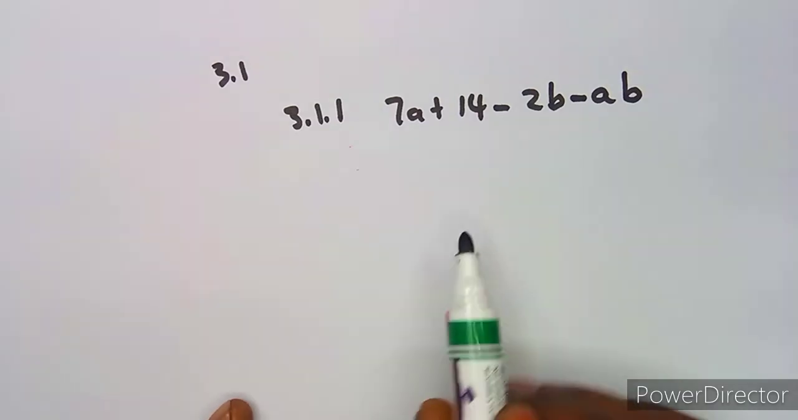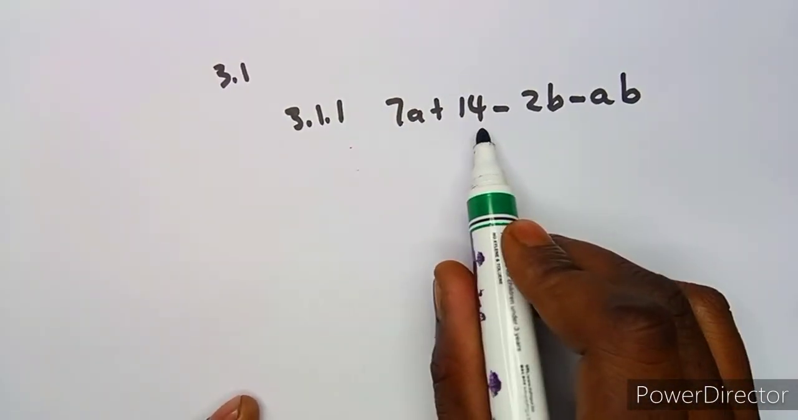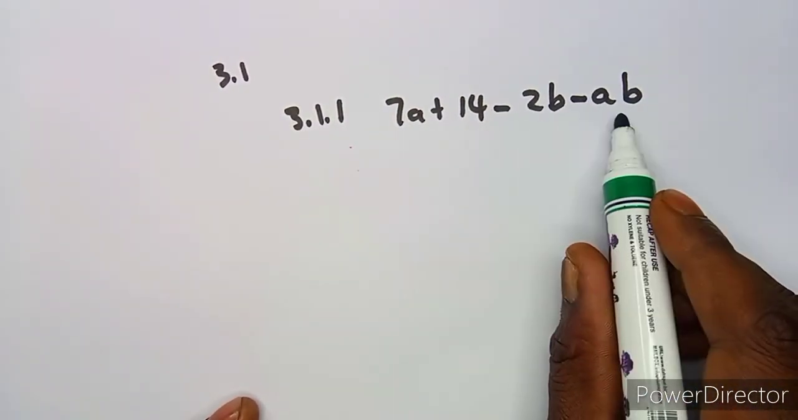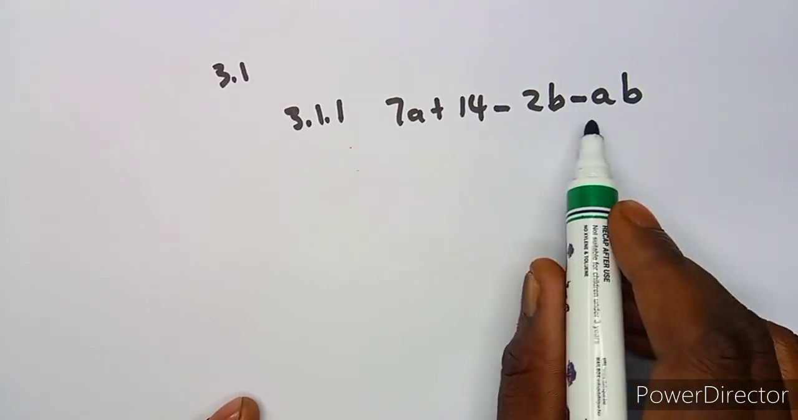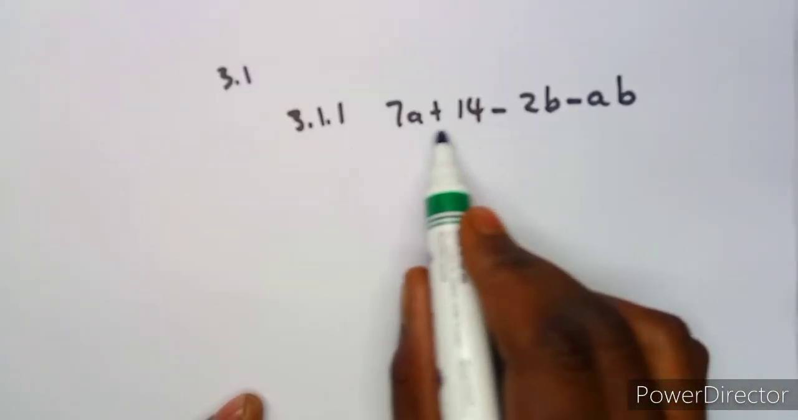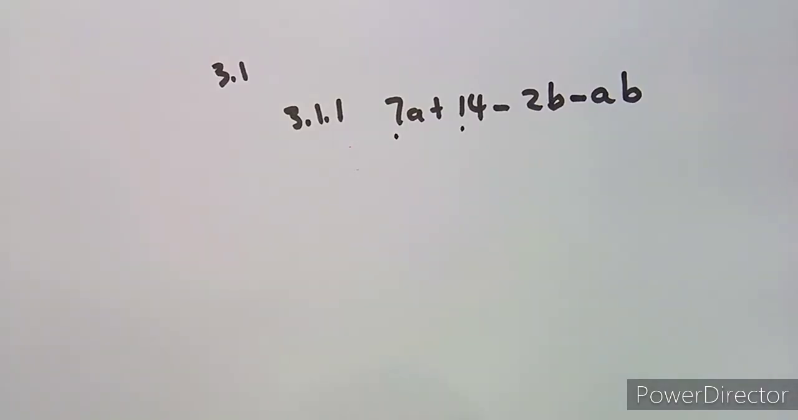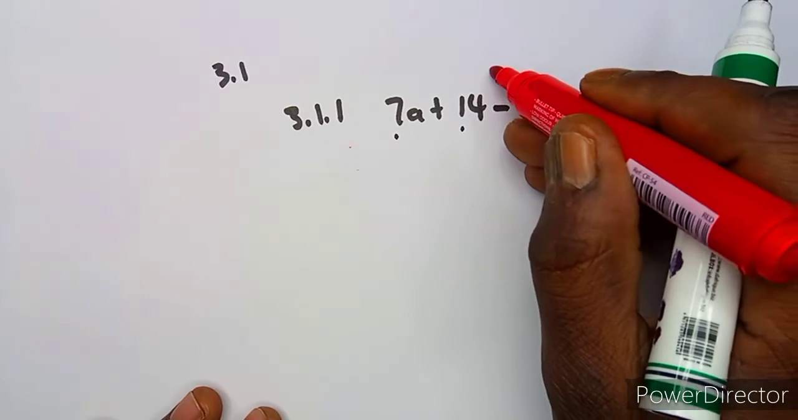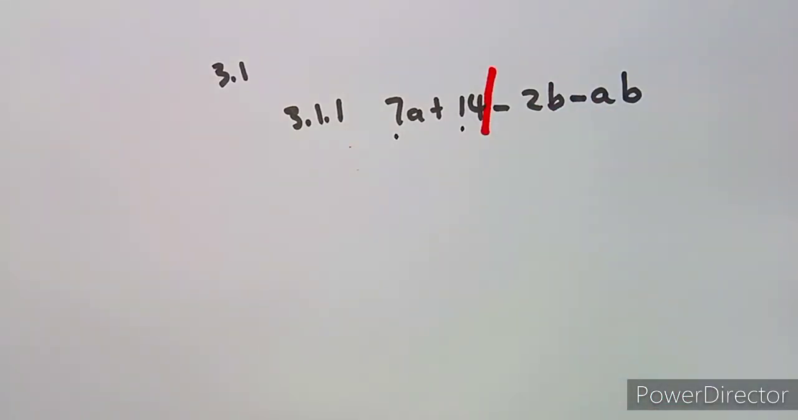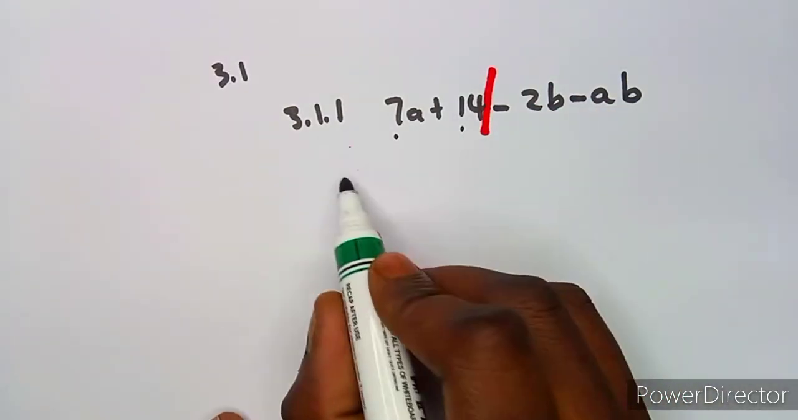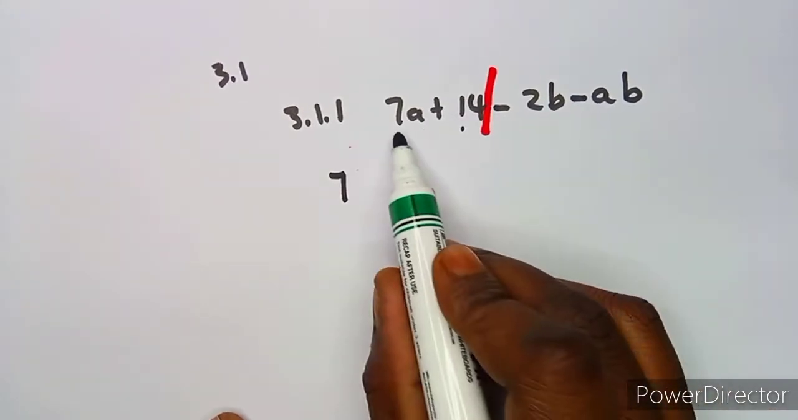Here, as you can see, 7 is common, and here b is common. So we can actually do something here. We can factor out 7 here. Let's see if we group this into 2 like this. Let's put it this way, divide it into 2. So that's going to be 7 here, because 7 is the highest common factor.